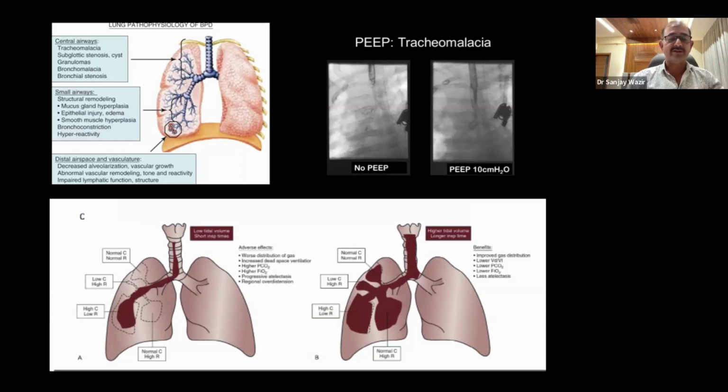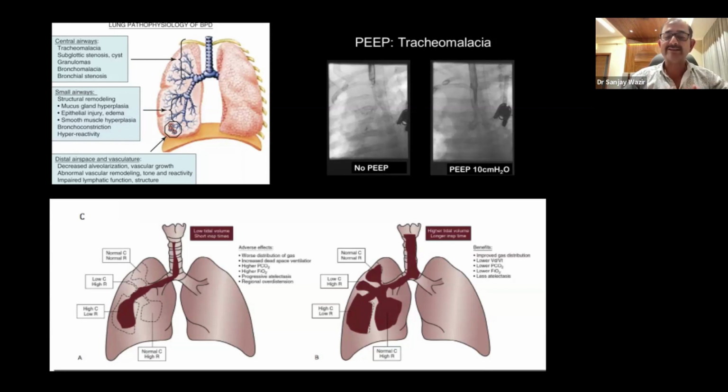If you see the picture down on the left hand side, the C1. This is a child where there are areas of lung which are normal compliance and normal resistance, there are areas of lung which are low compliance and high resistance, and there are areas of high compliance and high resistance. In these areas you probably would need to use a shorter inspiratory time or a lower tidal volume.